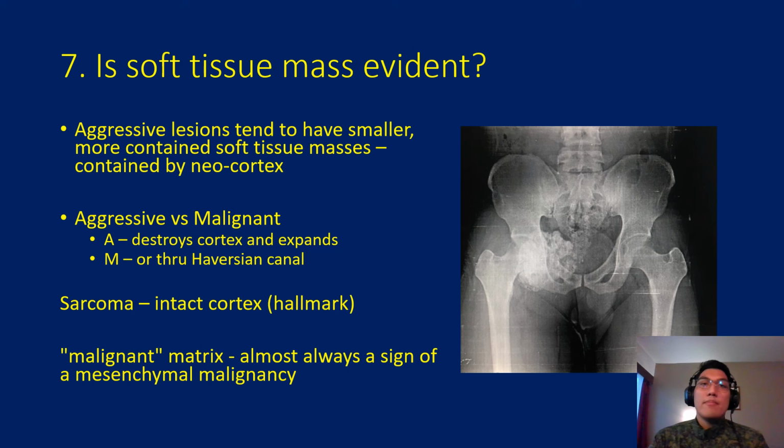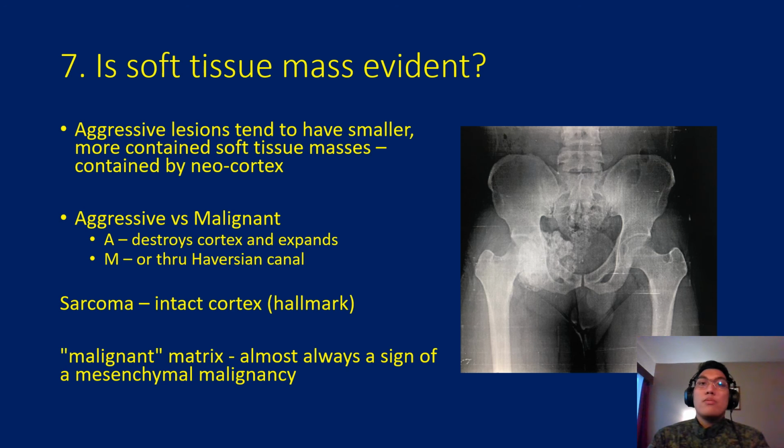For the last question, the presence of a soft tissue mass usually indicates that the lesion has extended through the cortex, which is an indicator of an aggressive or malignant lesion. Aggressive lesions tend to have smaller, more contained soft tissue masses. Generally, the soft tissue mass is contained by the development of a neocortex. Soft tissue masses are certainly found with aggressive tumors, particularly in the regions of metaphyseal bone where the periosteum is deficient. Another feature that discriminates between the soft tissue mass in aggressive and malignant tumors is the relationship of the mass to the cortex.